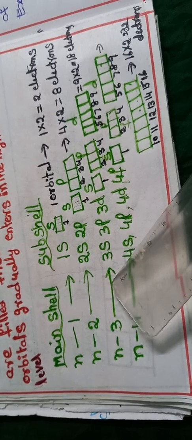In the main shell n is equal to 1, one s subshell is there, and in the s subshell one orbital is there. Each orbital accommodates 2 electrons, so 1 into 2, 2 electrons. So the first main shell contains 2 electrons. The second main shell has subshells 2s, 2p, so 4 orbitals. 4 into 2, 8 electrons. When we see the third main shell, 3s, 3p, 3d subshells are there and 9 orbitals. These 9 orbitals accommodate 18 electrons, 9 into 2.